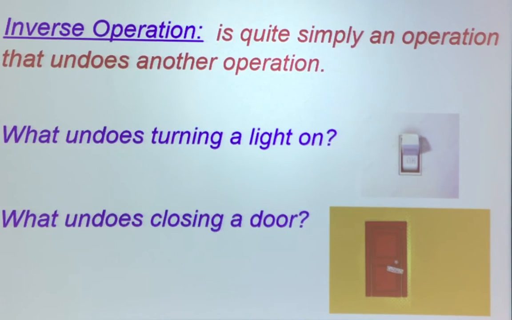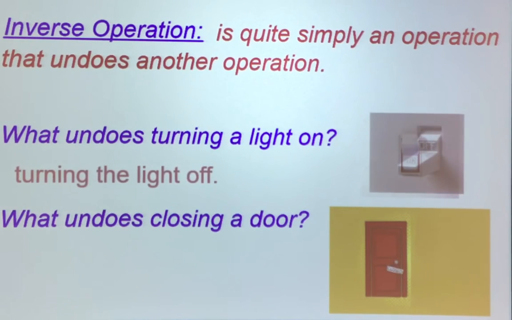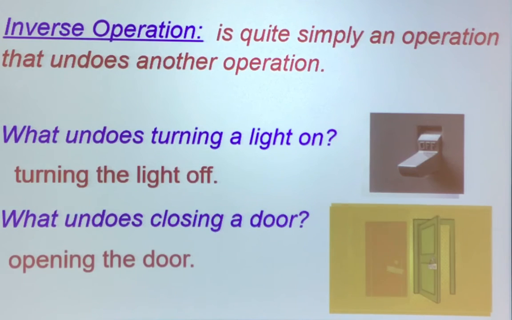It's like turning on a light. What undoes turning on that light? Turning off the light. They're inverse operations. They undo each other. Think about when you close a door. What undoes closing a door? Opening that door. Okay, so inverse operations are operations that undo one another. Let's see how that applies to math.